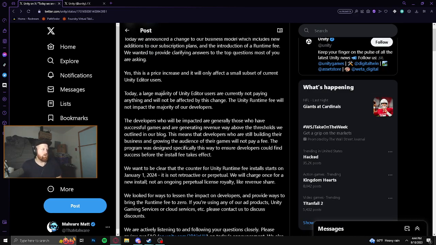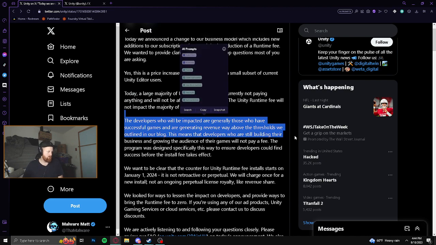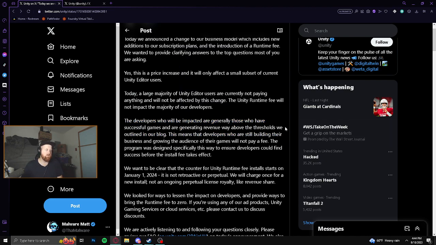Today, a large majority of Unity editor users are currently not paying for anything and will not be affected by the change. The Unity runtime fee will not impact the majority of our developers. Developers who are impacted are generally those who have successful games and are generating revenue way above the thresholds we outlined in our blog. This means that developers who are still building their business and growing the audience of their games will not pay a fee.